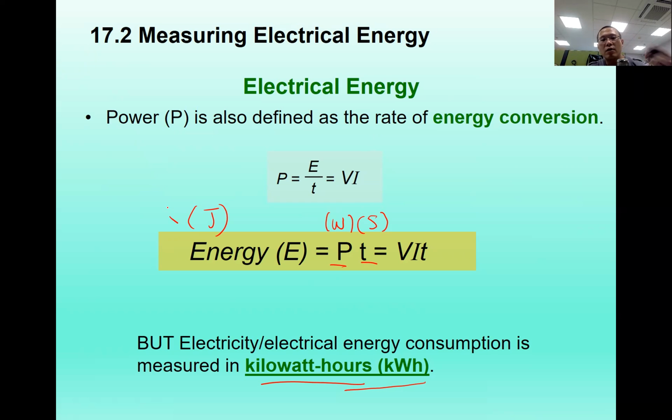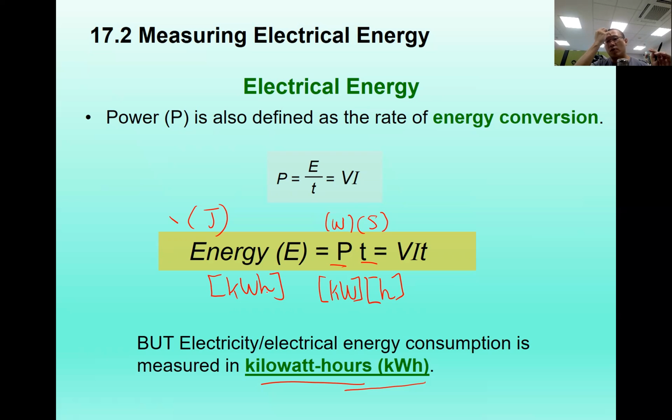The other variation that we have is I purposely convert my power to be in kilowatts, and I purposely leave my time in hours. So if I do that, when I take the product of power and time in kilowatt and hour respectively, I will find that the unit for energy will now be kilowatt hour.